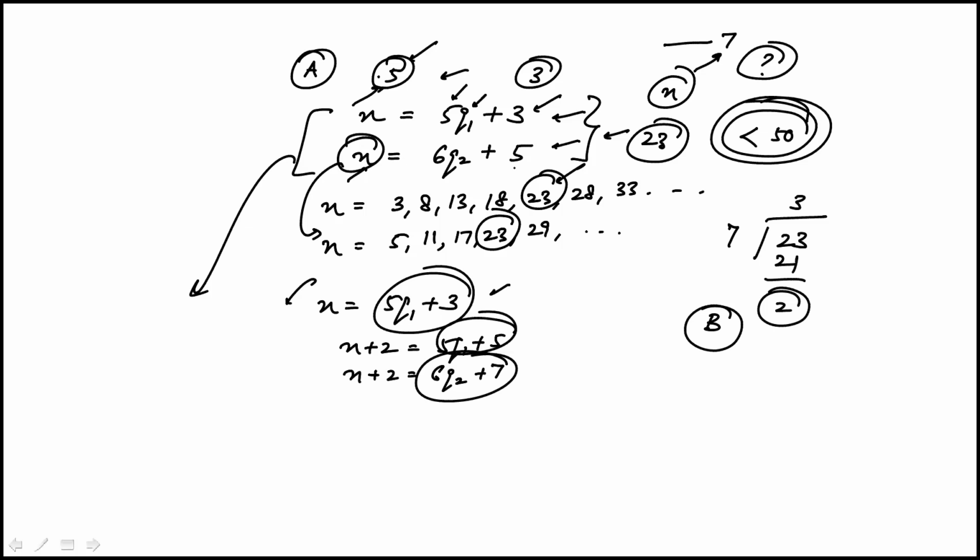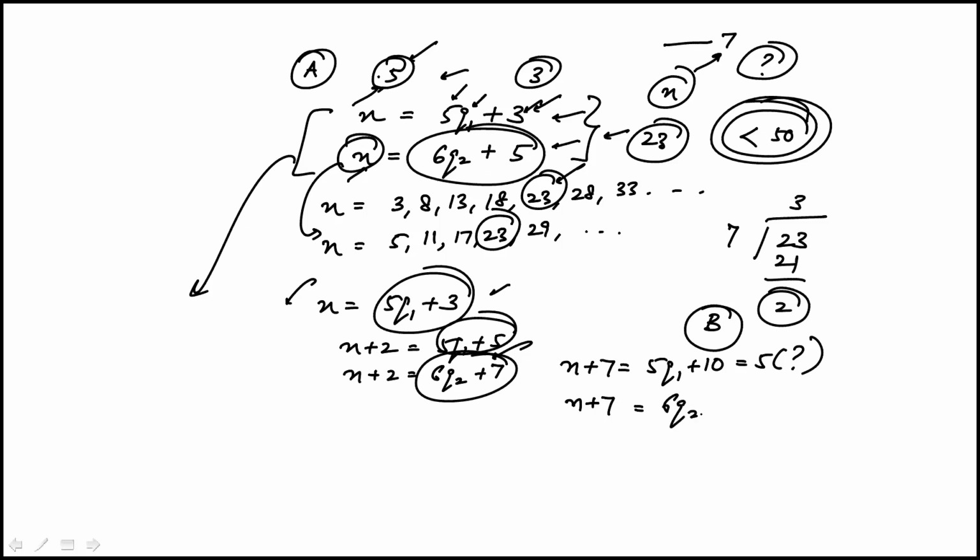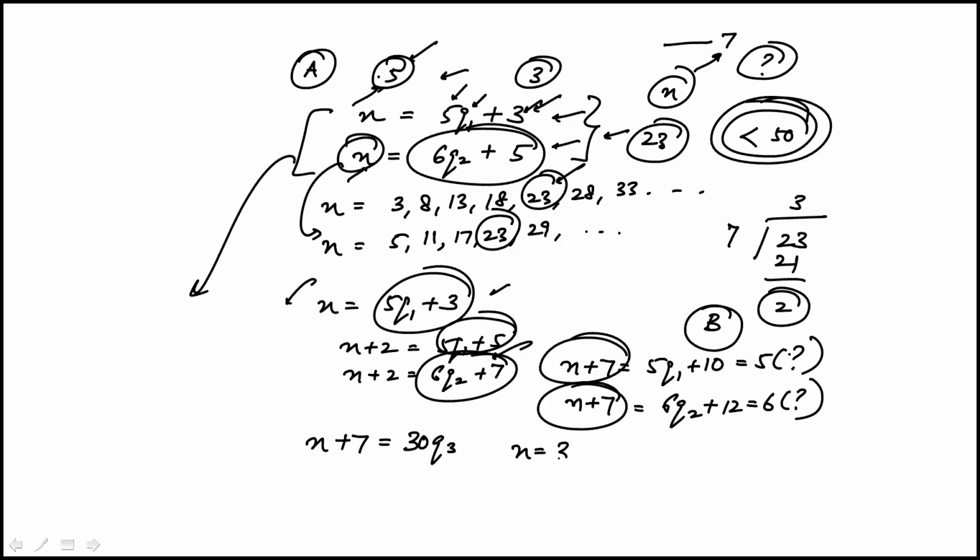So we go to the next value, which would be 7. So n plus 7 in that first case would become 5q1 plus 10, which is indeed a multiple of 5. But if we add 7 to that second condition, actually, let me go back to this one, then it would be 6q2 plus 12, which is also a multiple of 6. So the idea is to make this expression the same, one a multiple of 5, the other a multiple of 6. That means n plus 7 must be a multiple of 30, 30 times, say, q3, which means n must have this form. And you can see if q3 was 1, that's going to give me the least value, which is 23.